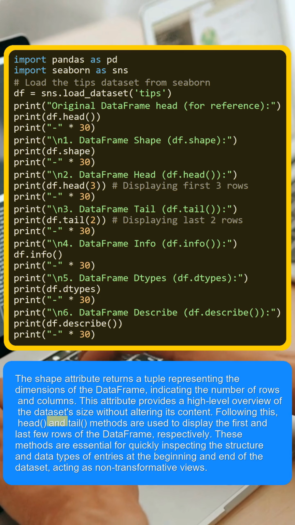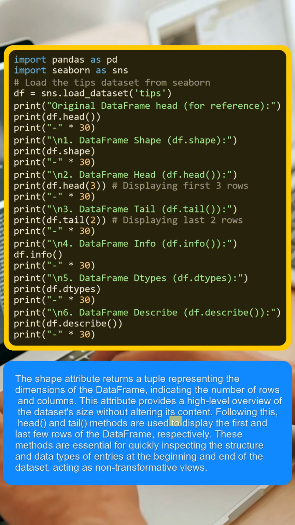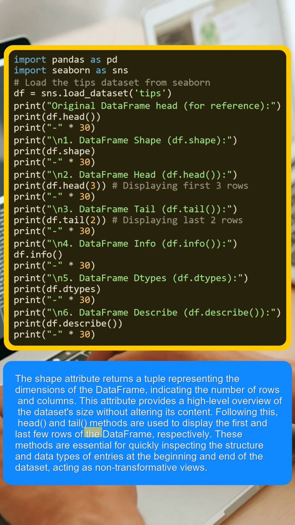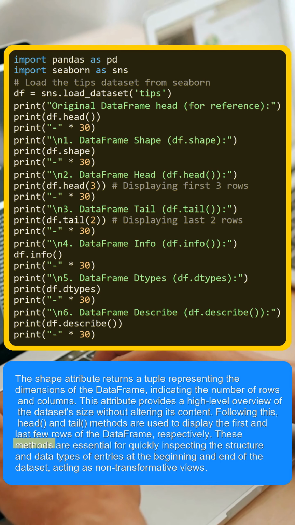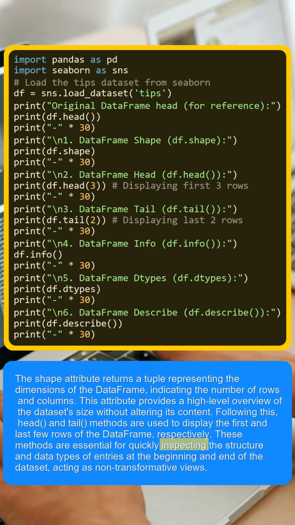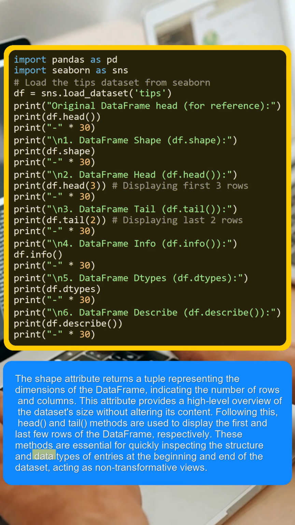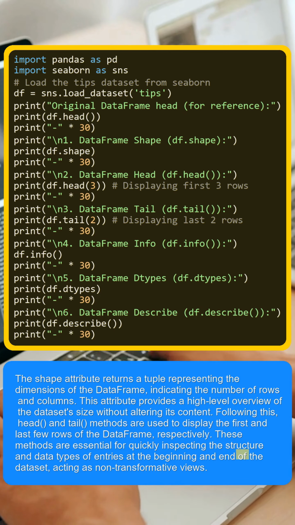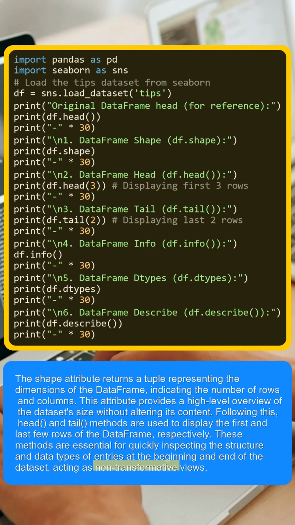Following this, head and tail methods are used to display the first and last few rows of the data frame, respectively. These methods are essential for quickly inspecting the structure and data types of entries at the beginning and end of the dataset, acting as non-transformative views.